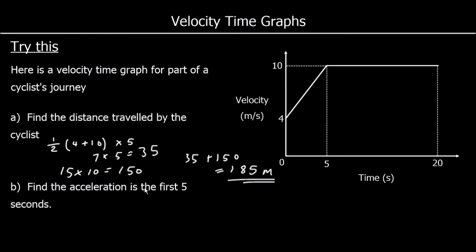Find the acceleration in the first 5 seconds. So it's the gradient of this line. So it's the change in y over the change in x, or the change in velocity over the change in time. So how much has it gone up? It's gone up 6. And it's gone across 5. So it's 6 over 5. Or, that's a perfectly good answer actually, or 1.2 meters per second, or meters per second squared.